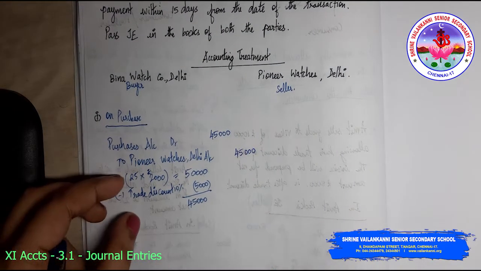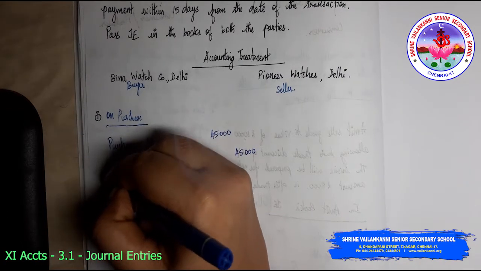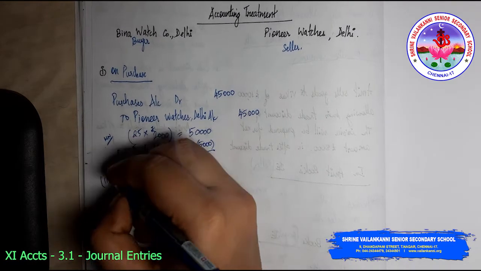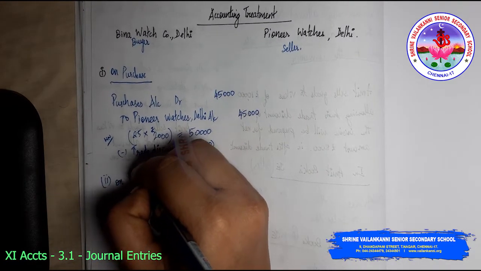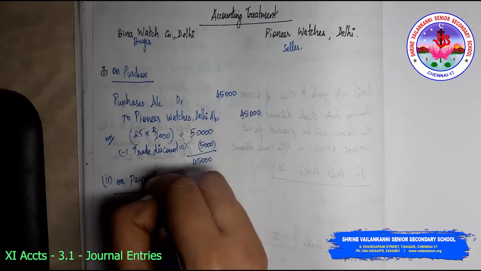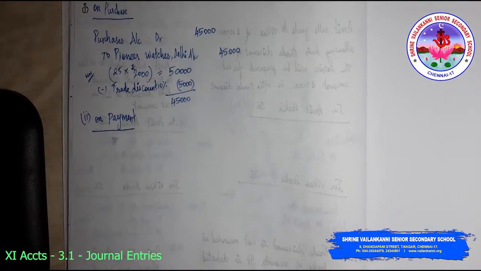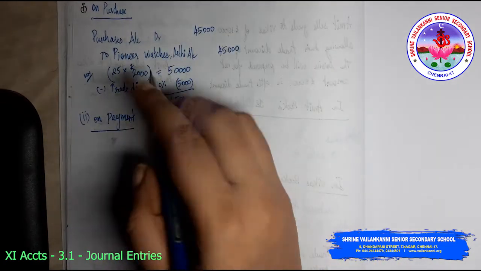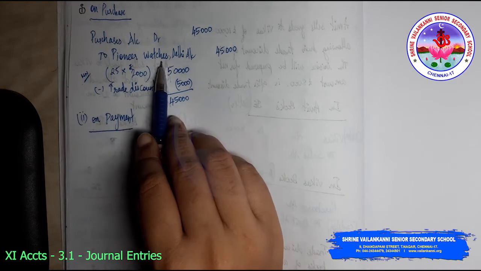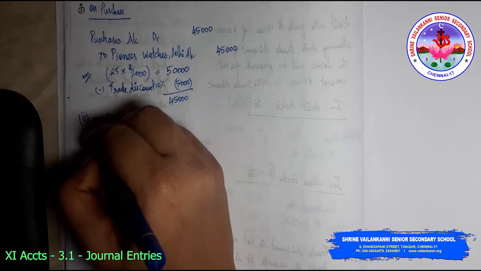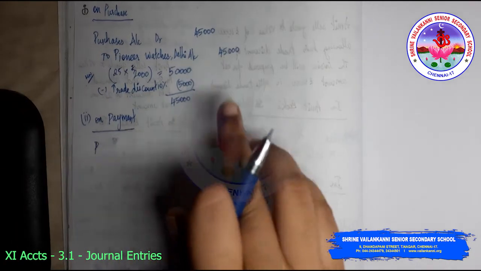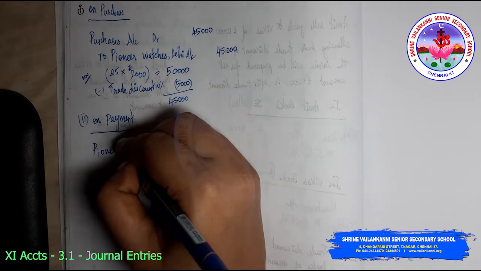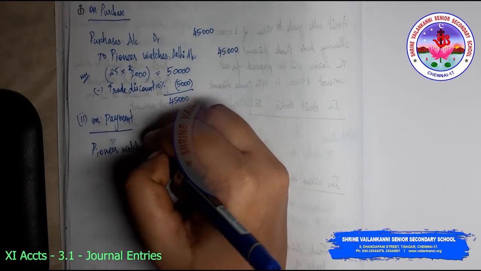The working note will not be recorded. It's just to find out how much is to be paid. Now the second occurrence will be on payment, when we are paying. We are going to cancel this because we no longer have to pay Pioneer Watches as we are paying now. So we are just cancelling it by debiting. Previously it was credited. Now we are debiting Pioneer Watches, Delhi.